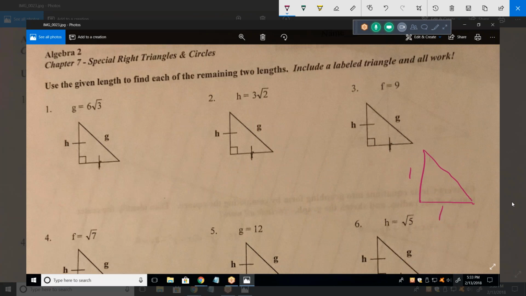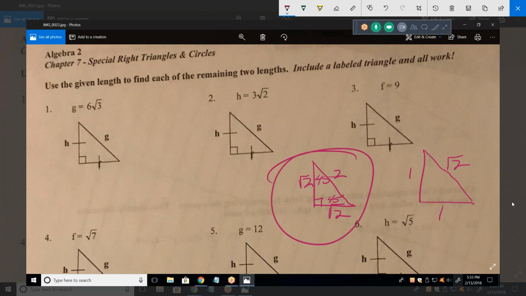1, 1, root 2. Now notice I could also just as easily, if I wanted to, say that this is root 2, root 2, 2. That's also a 45/45. And sometimes they'll use this merely because it's a little more convenient when you are doing trig. But even in trig, I don't like that. In fact, I detest it.